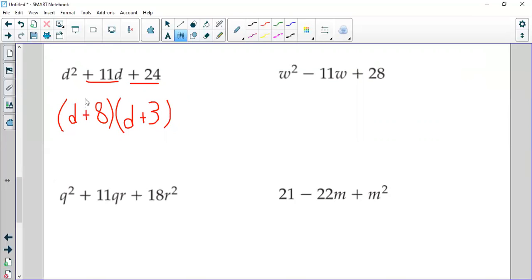If I was to FOIL this, d squared, outer gives me plus 3d, inner gives me plus 8d. They combine to make that plus 11d. And lasts 24.